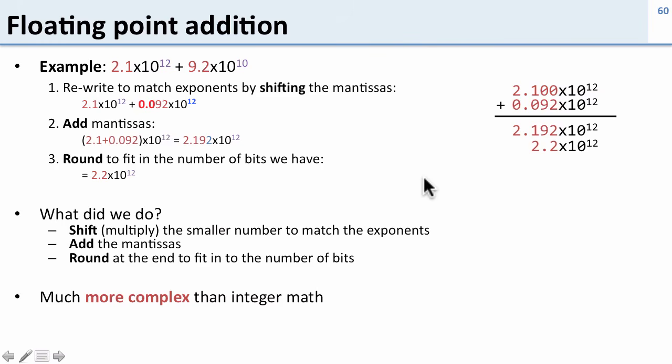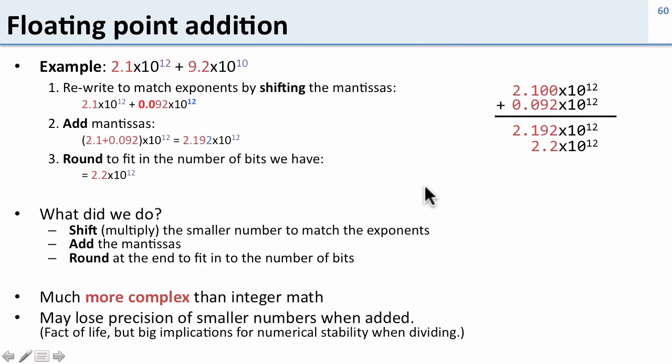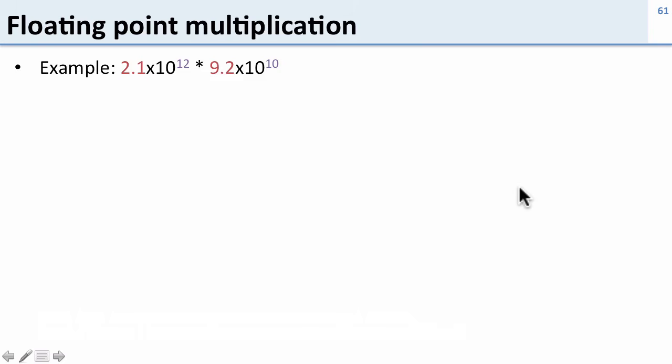This is a lot more complicated than integer math. So integer math, you just add it up. Here we have to do the shifting and the adding and the rounding. And we may lose precision. So if you look at what happened here, we added 0.92. So here's the 92, but we didn't even see that in the final result. The final result went from 2.1 to 2.2, yet we had 2 digits of precision here. So we lost some of the precision of this value when we added them together.